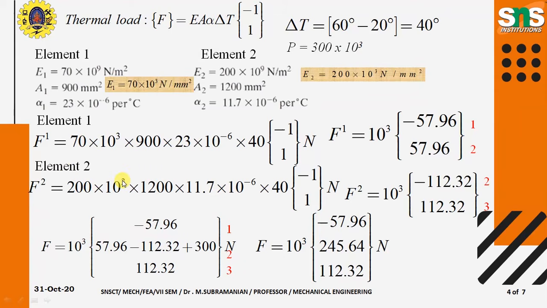Similarly, we have to calculate the thermal load vector for element 2. The same equation we have to use. Substitute those values: Young's modulus for element 2 is 200 into 10 power 3, into area of element 2 which is 1200 millimeter square, and alpha 2 is 11.7 into 10 power minus 6, into delta T is 40.